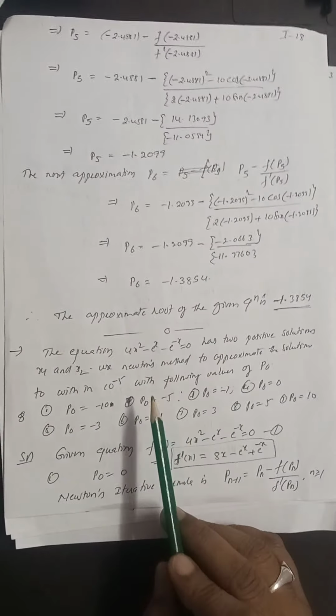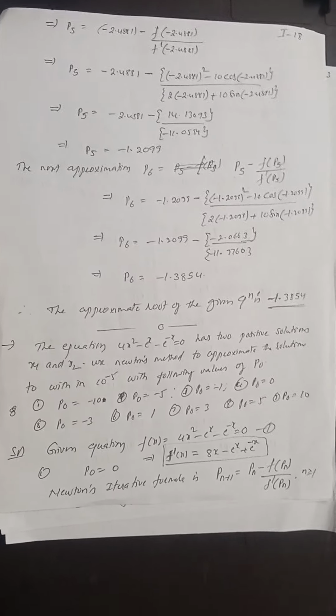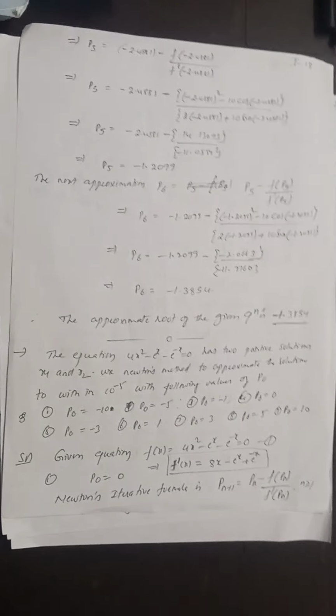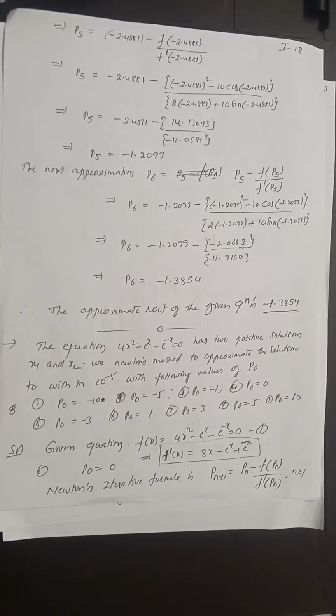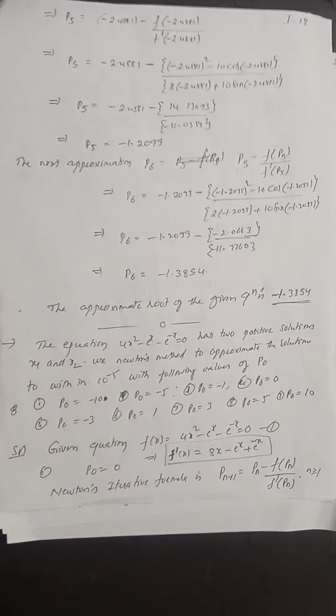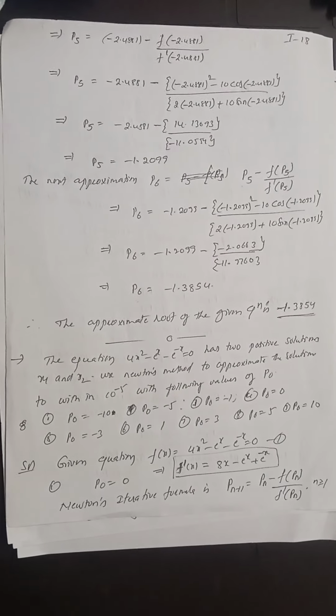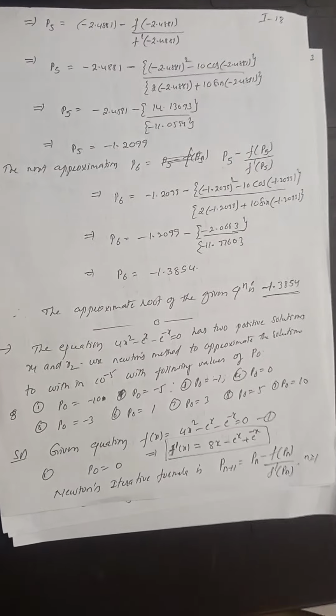Similarly, another practice problem. The equation 4x square minus e power x minus e power minus x has two positive solutions, x1 and x2. Use Newton's method to approximate the solution to within 10 to the power of minus 5 with the following values of P0.